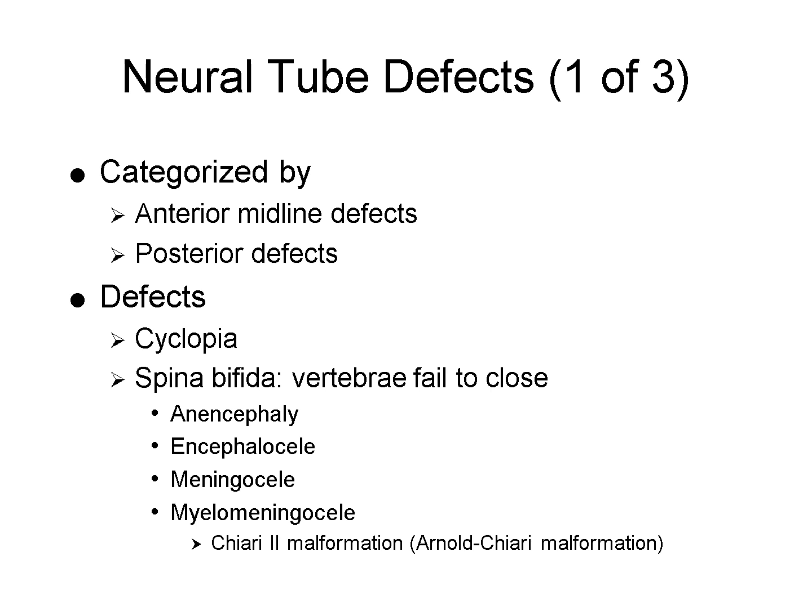Neural tube defects are classified based on whether they involve the front or back of the neural tube and may include severe anomalies like cyclopia, anencephaly, or spina bifida. Spina bifida occurs when the vertebrae fail to fully close around the spinal cord. Myelomeningocele is one of the most severe forms and involves the spinal cord and meninges protruding through a defect in the spine. Other conditions, such as encephalocele and meningocele, involve herniations of brain or spinal tissues through abnormal openings.